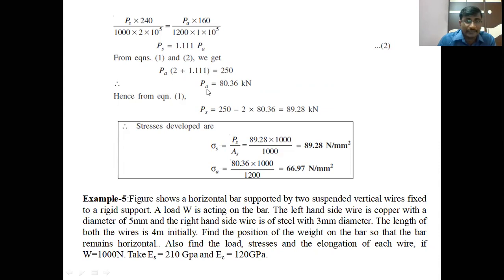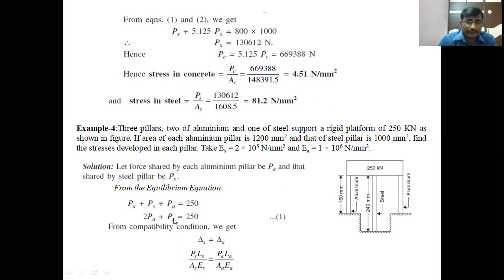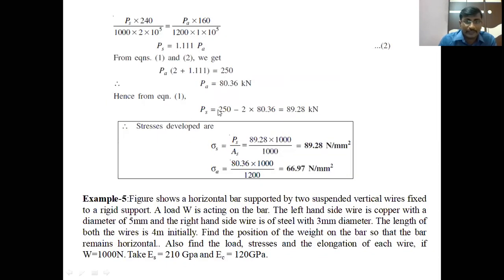So hence, from equation 1, PS is equal to how much? PS is equal to 250 minus 2PA. Clear? So PS is equal to 250 minus 2 into the PA value, 80.36 kilonewtons. So the load shared by the steel pillar is 89.28 kilonewtons. The load shared by the one steel pillar is 89.28. The load shared by each aluminium pillar is 80.36 kilonewtons.